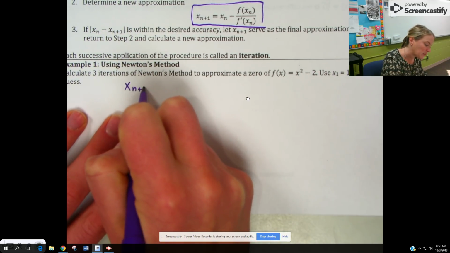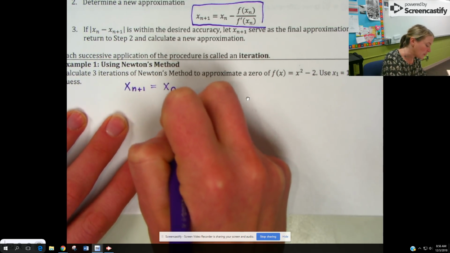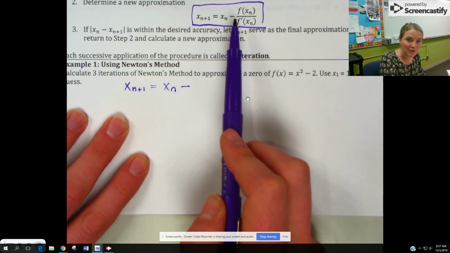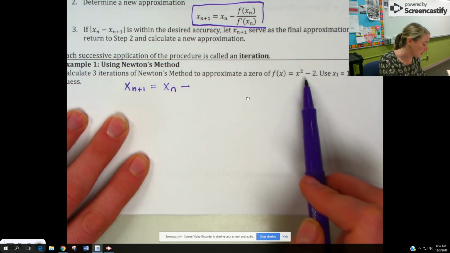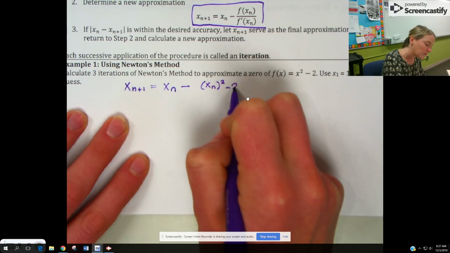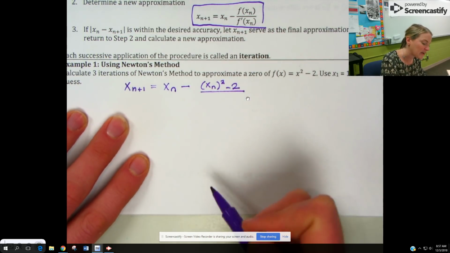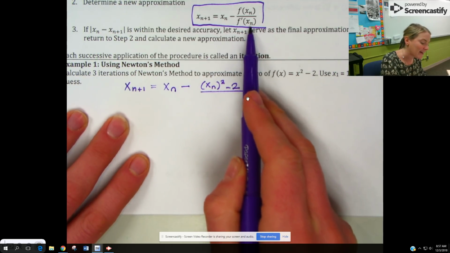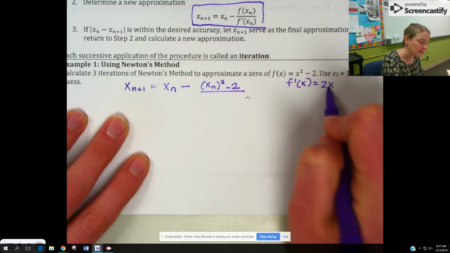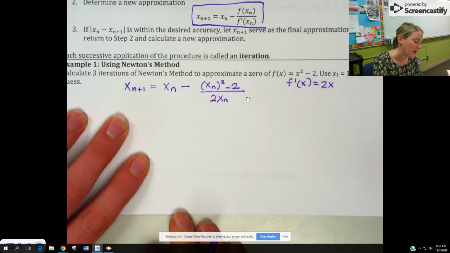So x sub n plus 1, if I want to calculate the next estimate, I can do that by taking the previous one and subtracting. Now the formula right above us here is to take f of x sub n. So for this particular function, that would mean that I would take x sub n squared minus 2, right? F of x just means the original function. And in the denominator, I'll be evaluating the derivative at x sub n. So first, let's just go ahead and quickly calculate our derivative, 2 times x. And that would mean that in my denominator, I'll have 2 times x sub n.